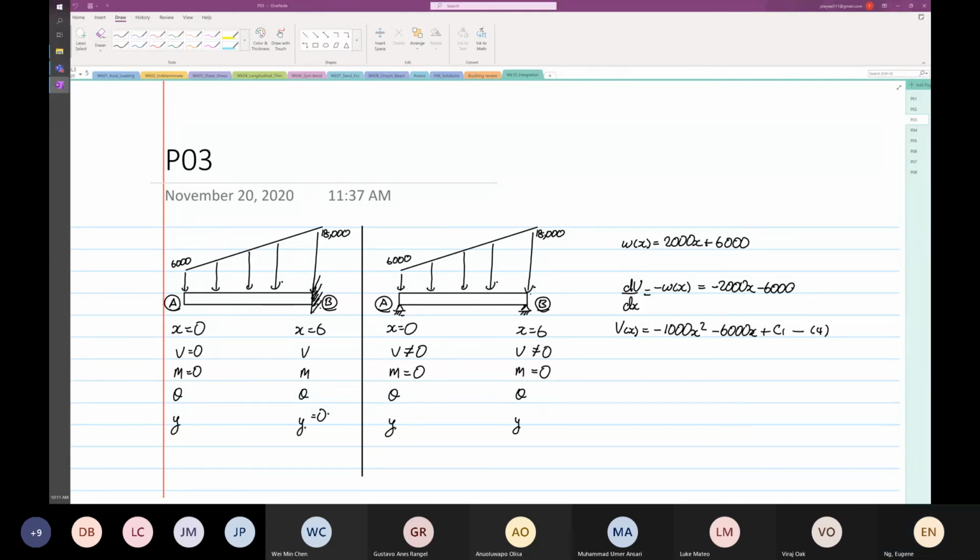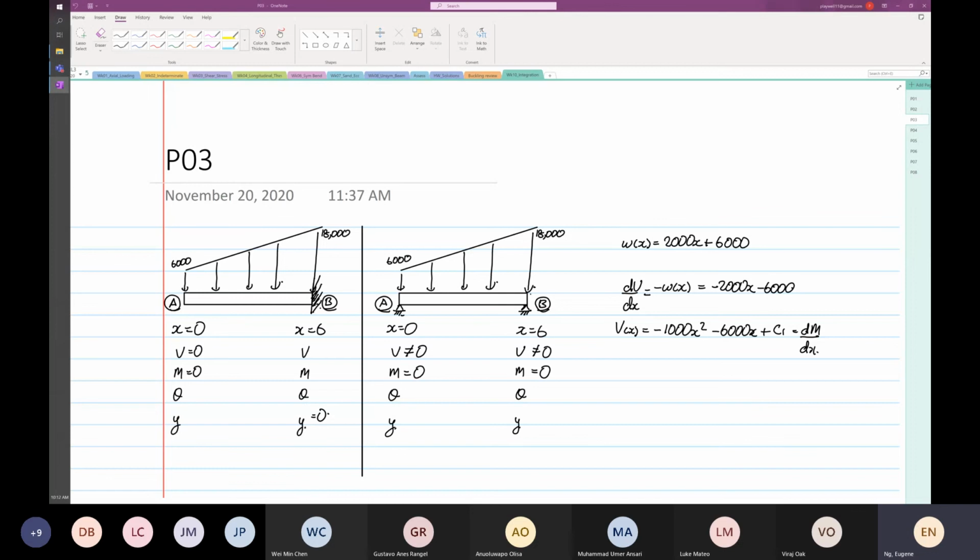Now, can we solve for C1? Anyone at this stage? Hello? Anyone? Can you hear me? Hello? Yes. Okay. You guys are watching a football game somewhere else, or what?